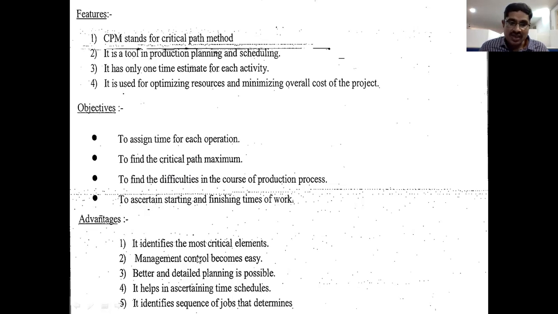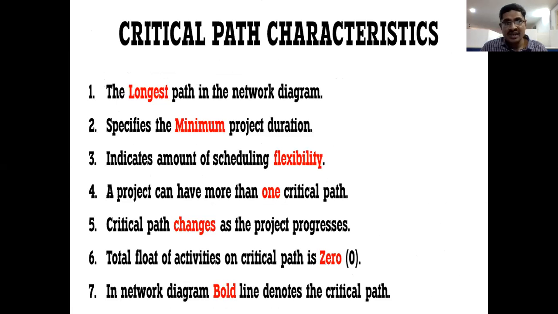As for benefits, we identify the most critical element from all the tasks. Another advantage is that CPM makes management control easy by using this diagram. Better and detailed planning is possible. It will help us fix the time schedule for each and every task, and it identifies the sequence of operations.